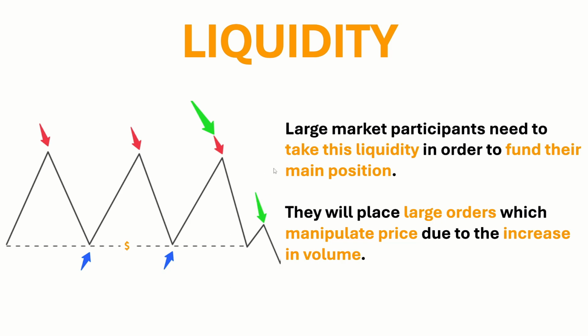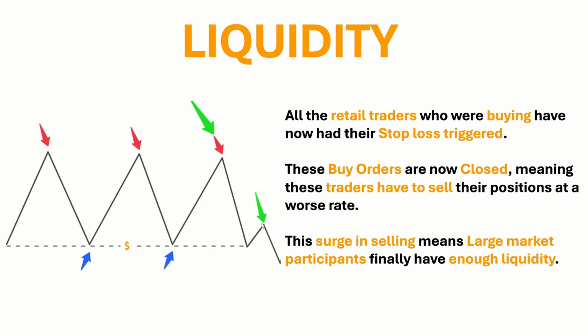Now, these large market participants need this liquidity in order to fund their main position. Remember, guys, this is not their main position, and I'll get onto this point in a bit in the next slide. This is just simply to take out the liquidity so they can take this sell side liquidity in order to place a huge buy order right here. Now, smart money cannot close these positions just yet, even though they are in profit with this position right here. And if they were to place a position right here, they are in profit with both these positions. However, they cannot close it.